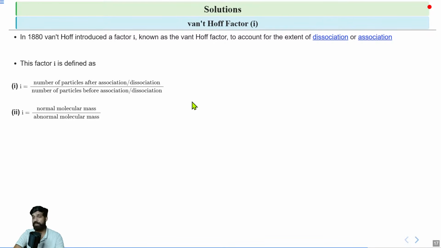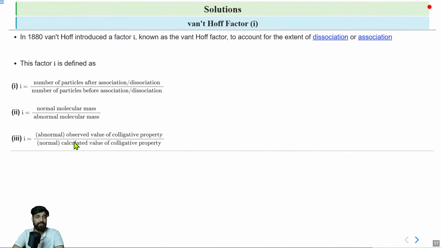So you have some more working formulas. i is equal to normal molecular mass divided by abnormal molecular mass. Normal means the actual one, which you know, and abnormal means the one which you have calculated. Third formula: i is equal to abnormal or observed colligative property divided by normal or calculated colligative property. I am just changing it here from molecular mass to colligative property, but the ratio is reversed here. Abnormal means the one which you are getting from the experiment, and in the denominator, normal is the one which is calculated. So this will also give you your i.